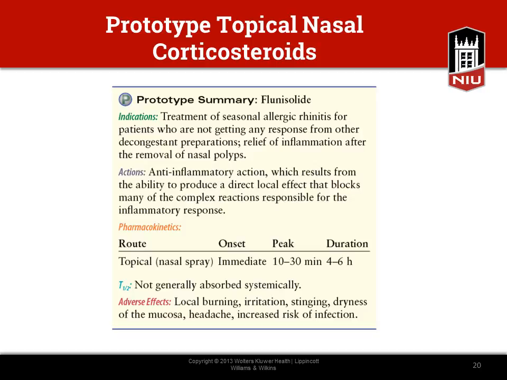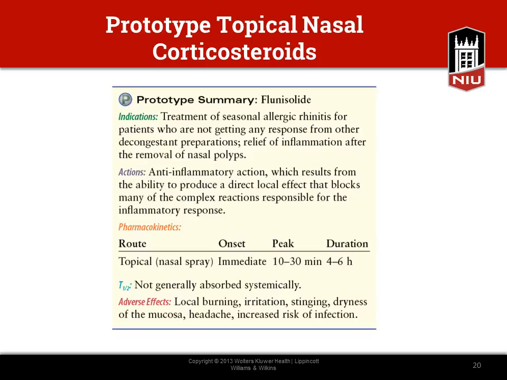I actually think mometasone nasal, or Nasonex, should be our prototype, but they're essentially all very, very similar. Again, treatment of seasonal allergic rhinitis, and I disagree with the part that says for patients who are not getting any response from other decongestant preps, because we don't necessarily want to use those all the time. Again, these have anti-inflammatory properties. Onset is usually pretty quick, but sometimes with our nasal corticosteroids, it takes a while to build up to the full effect, okay?